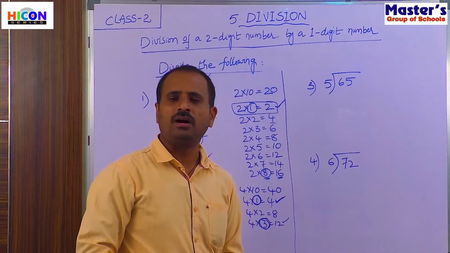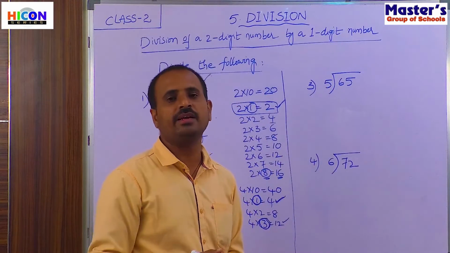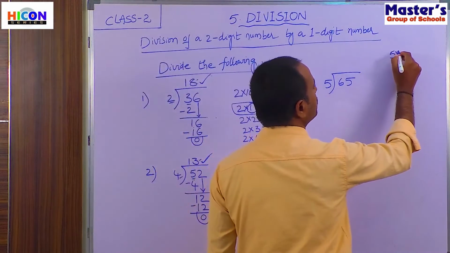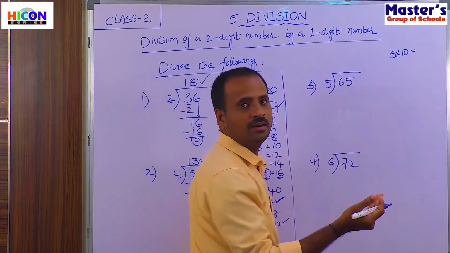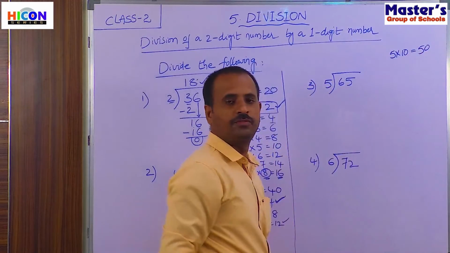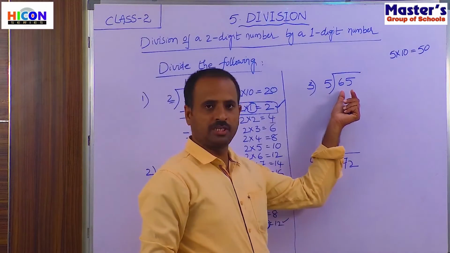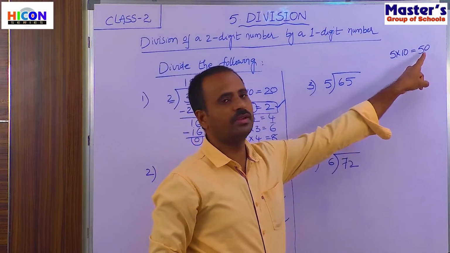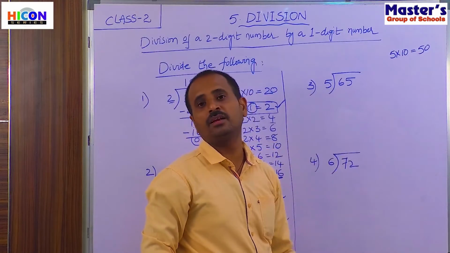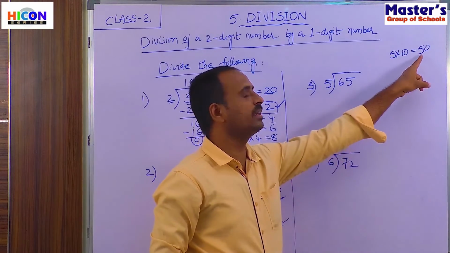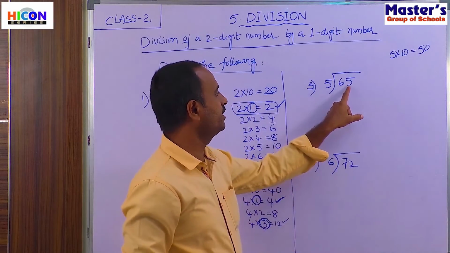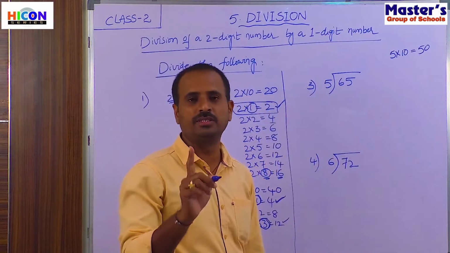Children, all tables we have learnt only up to 10 times. So first we take 10 times 5, that is 5 tens. How much are 5 tens? 50. So 5 tens are 50. But the dividend is 65 and it is more than 50. So the given dividend is more than 10 times the divisor. If the given dividend is more than 10 times, then we have to take each digit separately in the dividend. So take the first digit.